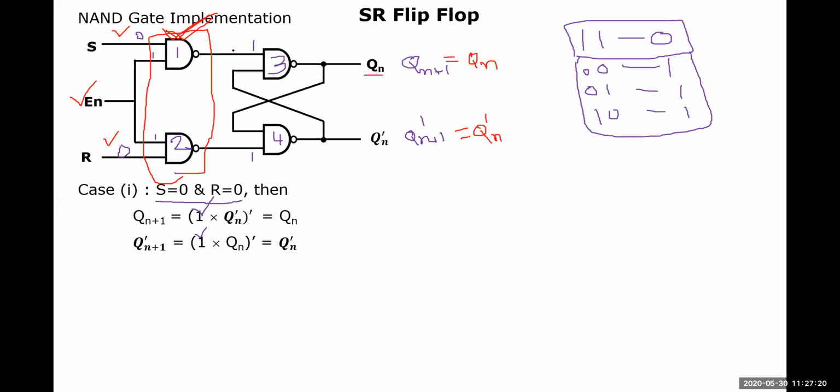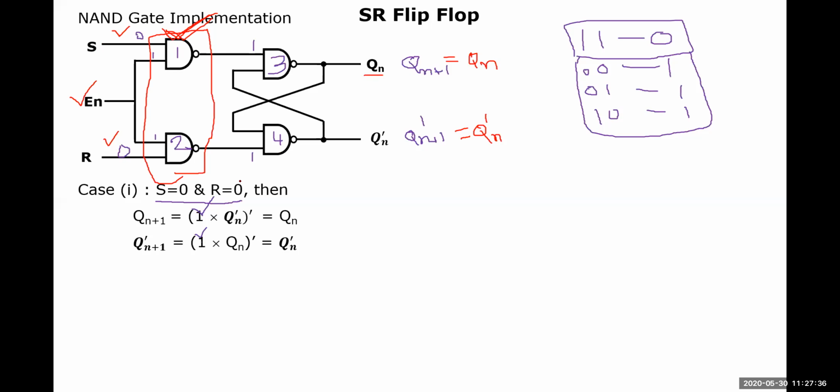If S and R are directly connected to the third and fourth gates, you don't have any further input, that input being enable. Enable is not there with you. Therefore that is called a latch. That is the difference you need to understand.